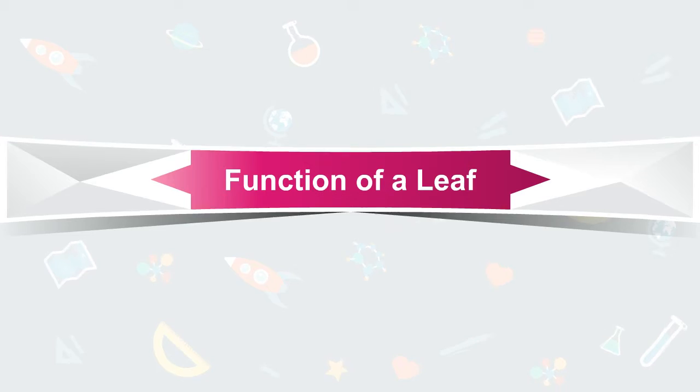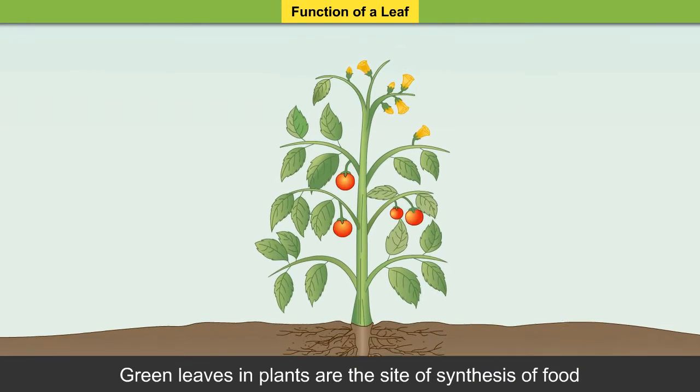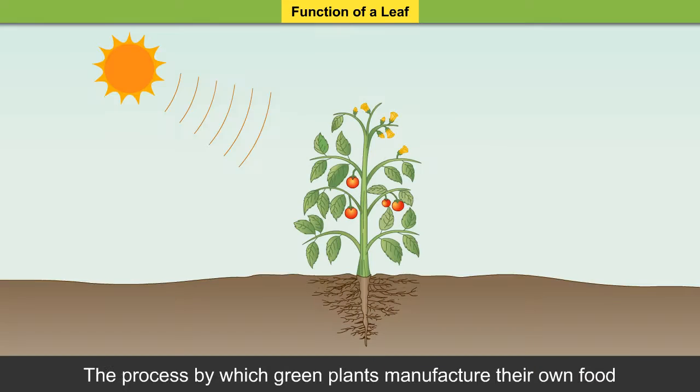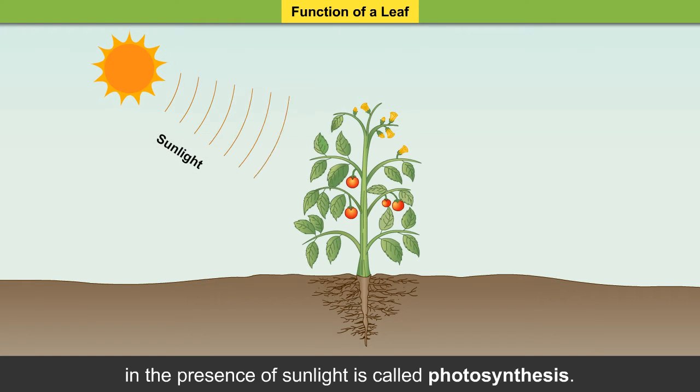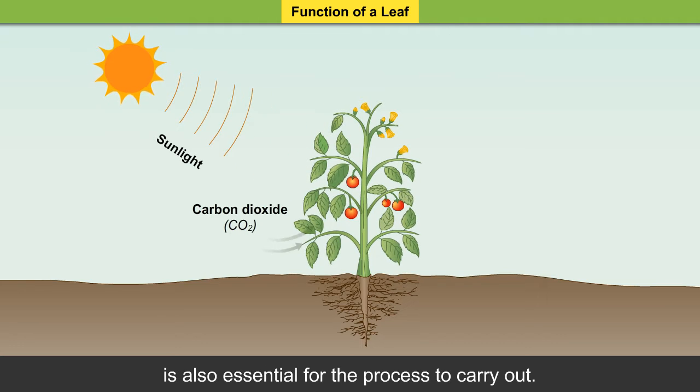Function of a leaf. Green leaves in plants are the site of synthesis of food and are so known as the kitchen of the plant. The process by which green plants manufacture their own food in the presence of sunlight is called photosynthesis. Availability of moisture and carbon dioxide gas is also essential for the process to carry out.